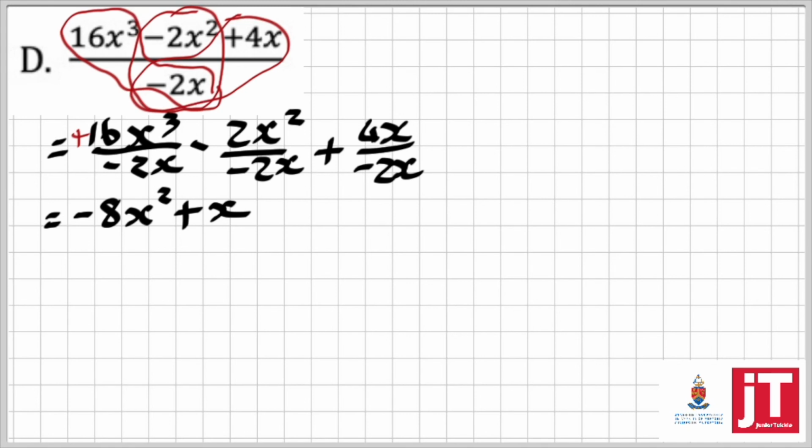x squared divided by x is just x. And last but not least, 4 over negative 2. Well, that is negative 2. And the x divided by x falls away. It becomes 1 because x divided by itself is 1. And that's the end of it. Can I add any of the final answers? No, because they've got different variable parts.